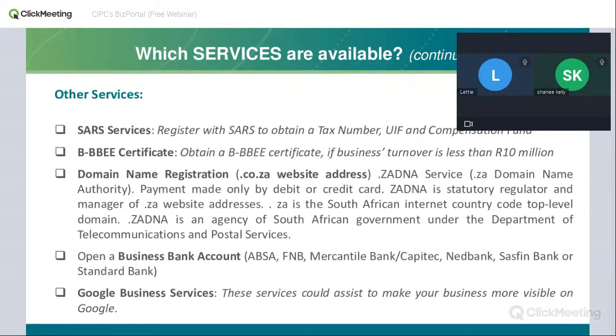You can also open a business bank account with the following banks: Absa, FNB, Mercantile Bank, Capitec, Nedbank, Sasfin Bank, or Standard Bank. Google Business Services. These services can be used to assist you in making your business more visible on the Google platform.